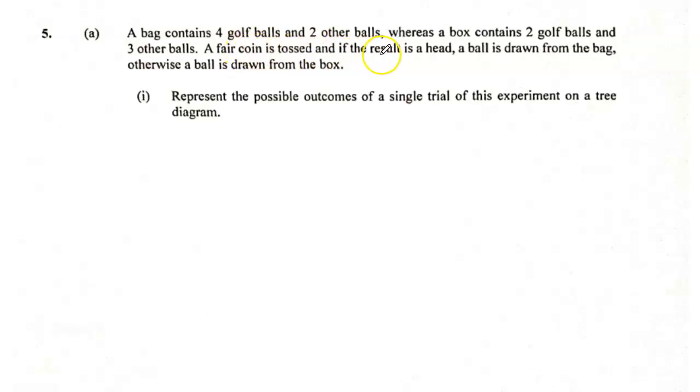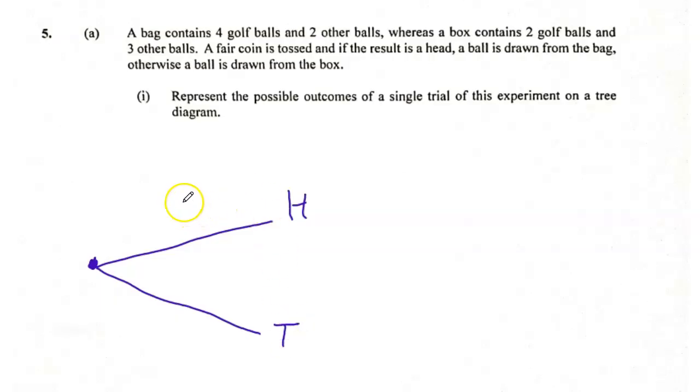A fair coin is tossed, and if a coin is tossed, there are 2 results, right? So if we toss a coin, we have 2 possibilities. We can get either head or tails. And the probability of getting a head is a half, and the probability of getting a tail is also a half.